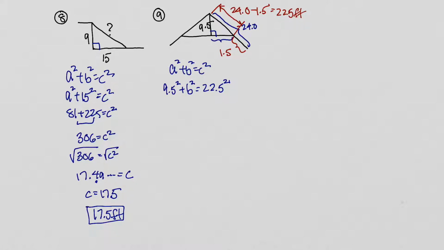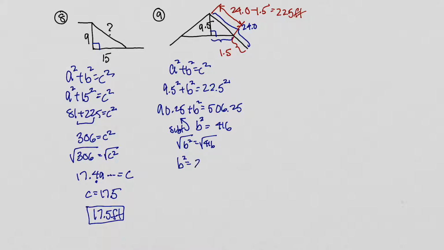Now, 9.5 squared turns out to be 90.25, right, square feet, plus b squared equals, and 22.5 squared is 506.25 square feet. Now, let's subtract that 90.25. That'll give us b squared equals 416. We'll take square roots. And square root of b squared is b because b is positive.